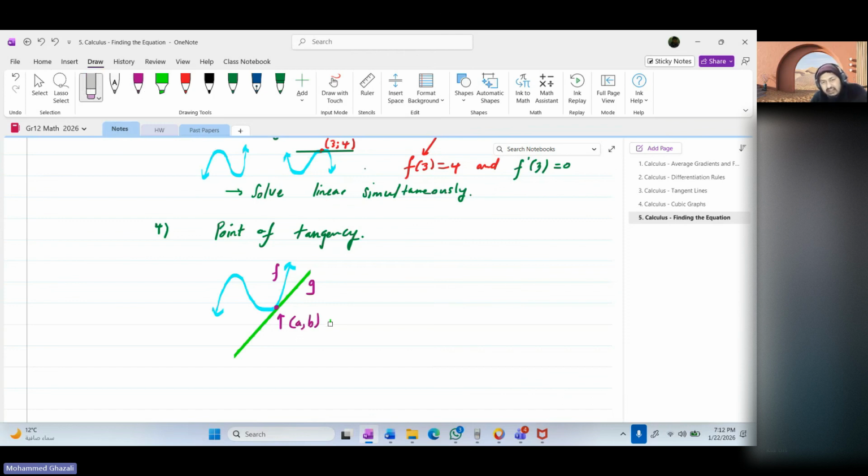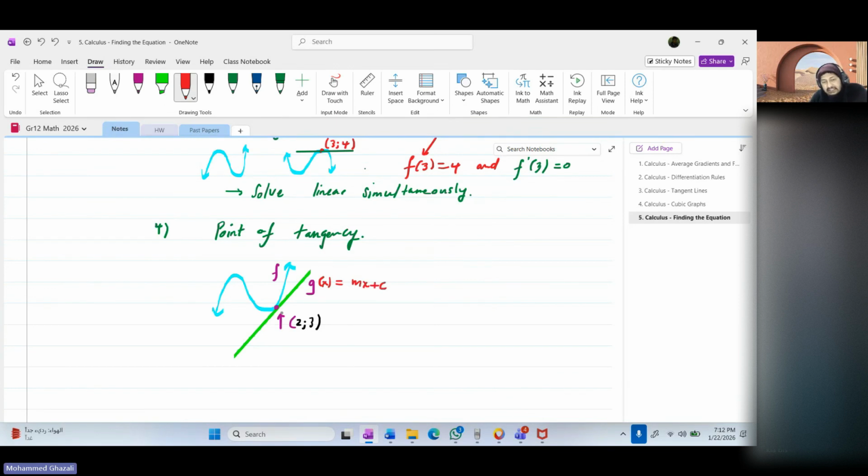Or let's give it some values, right? Because most of the time you're given values. So let me just put 2 and 3. Now remember, g of x, the g function, is linear. g of x will be a linear function. f is a cubic function. All right. So g of x is like mx plus c.